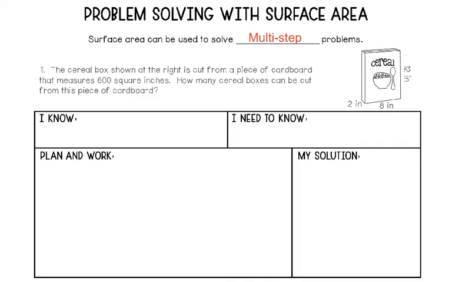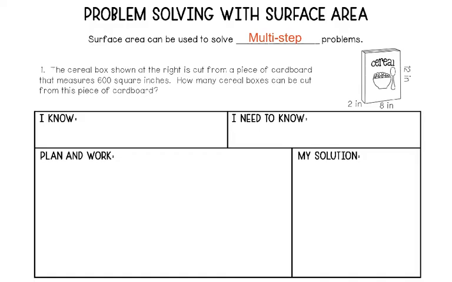Let's look at our first example. We're at a cereal box company or a factory, and the cereal box at the right is made out of a piece of cardboard that measures 600 square inches. So what they're doing is taking one big 600 square inch piece of cardboard and they're cutting cereal boxes from it. This one was one of them that was cut from it. But we were wanting to know how many cereal boxes can we cut from this big piece of cardboard.